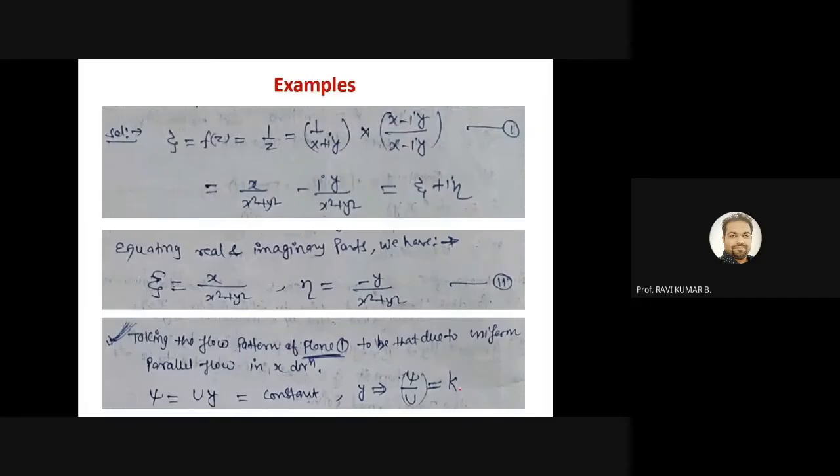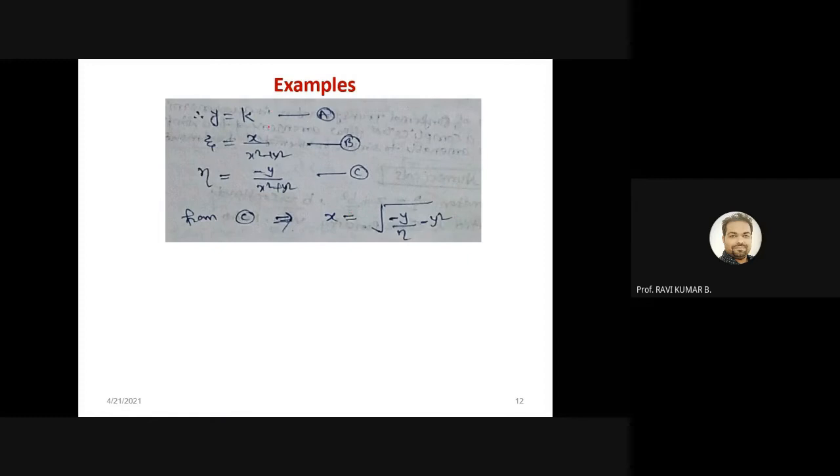So this is the third equation, right? These two equations are here and the third one is here. We have to utilize these three equations to find the resultant flow pattern. So we got these three equations. We can write y is equal to k. This is one equation. Xi is equal to x upon x square plus y square. This is the second equation. And eta is equal to minus y divided by x square plus y square. This is the third equation, right?